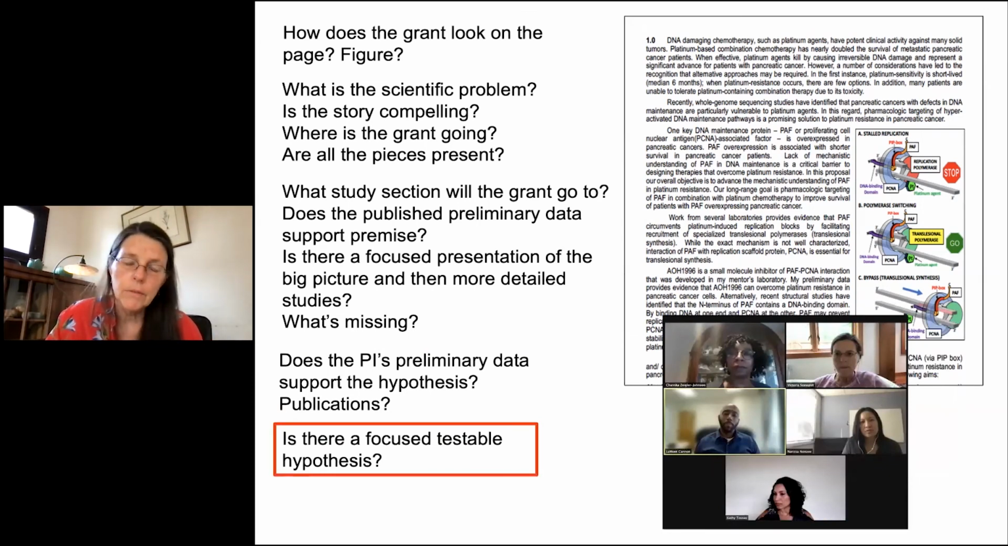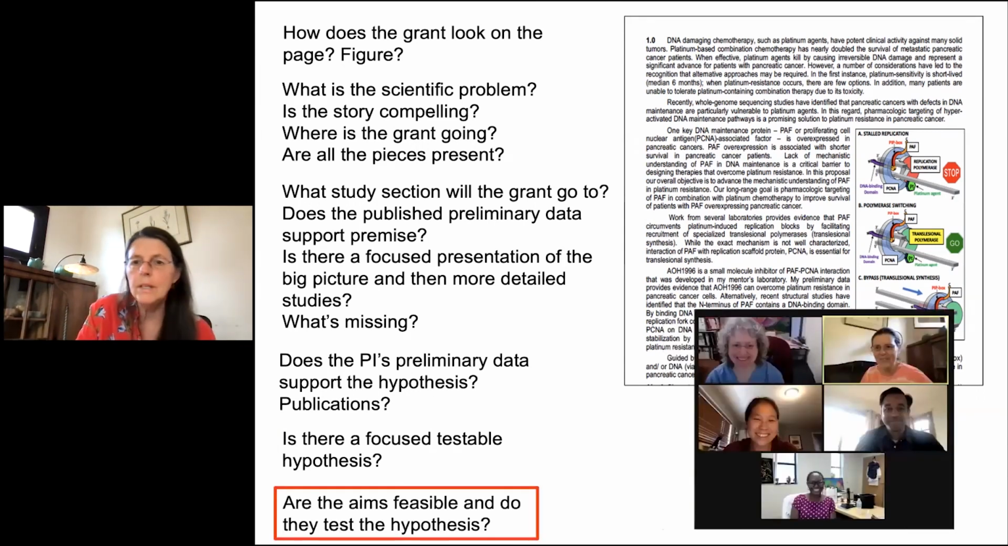And then, is there a focused and testable hypothesis? So in my first K award, I wanted to cure all of breast cancer, and I hypothesized that loss of RAR beta promotes breast cancer. That's something that takes many, many R01s. So instead, what I really needed to say was loss of RAR beta promotes G1/S phase arrest through cyclin D1 signaling pathway and apoptosis. So you want a mechanism that's focused and testable. And then, are the aims feasible and do they test the hypothesis? So the group is really nice for being able to take the aims page and just look at it bit by bit.